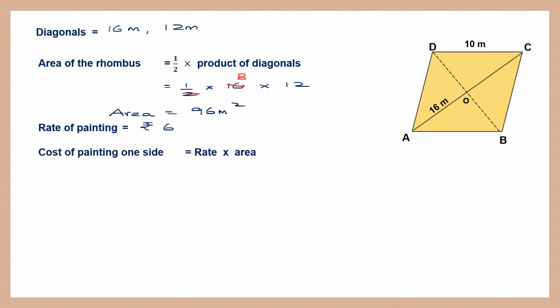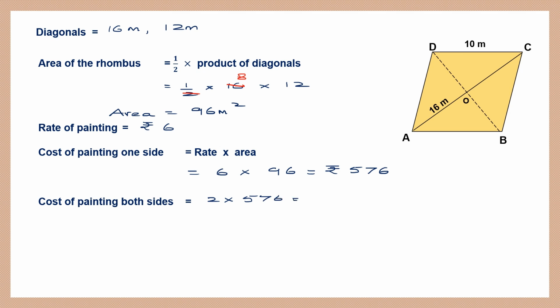Now to find the cost of painting one side, it will be the rate into the area. So rate is 6 and area is 96. So we have to multiply both and see what we get. 6 into 96, and that is 576. That means the cost of painting one side is 576. Now they have told us that both sides have to be painted. So the cost of painting both sides will be 2 into 576, and that is equal to rupees 1152. So this is the cost of painting both sides, rupees 1152.